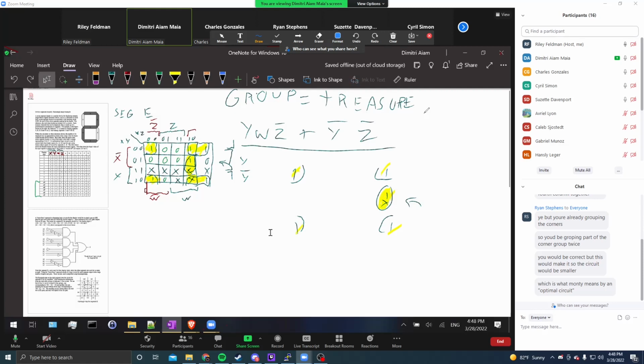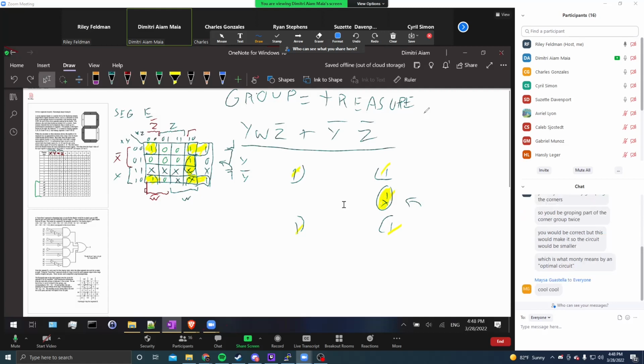So yeah, in that case, you'd be using that because it's smaller, more optimized. Sorry, it's a larger group, so more optimized because they'll give you a smaller circuit. That's what I meant to say. The more ones you can get and group them with don't cares, the better.